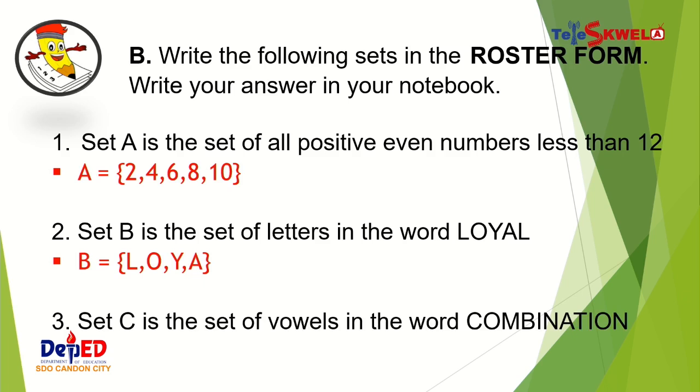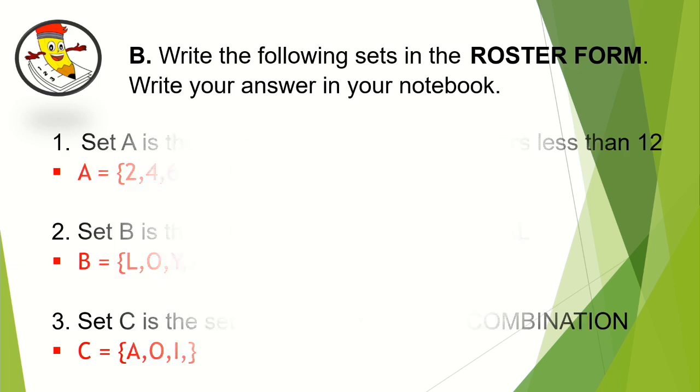Number 3, set C is the set of the vowels in the word combination. Answer, set C is the set that contains the elements A, O, and I.